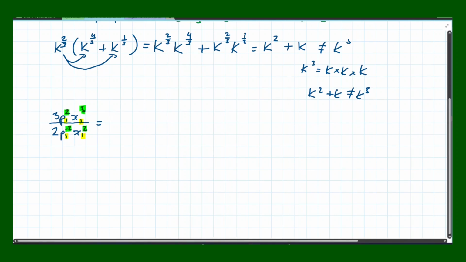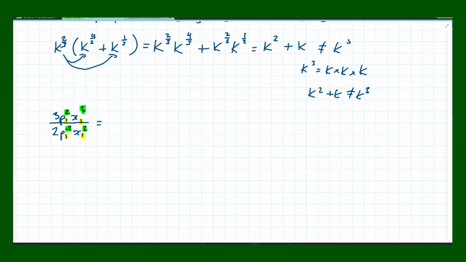Okay, so let's keep going. What do I have here? I have got here P1 up in the numerator and down in the denominator, and I also have got x1 up in the numerator and down in the denominator. So because I'm dividing those, I'm going to subtract the powers. So 3 over 2 I can't do anything with, but what will be the final power of P1? That's going to be 2 take away negative 2.